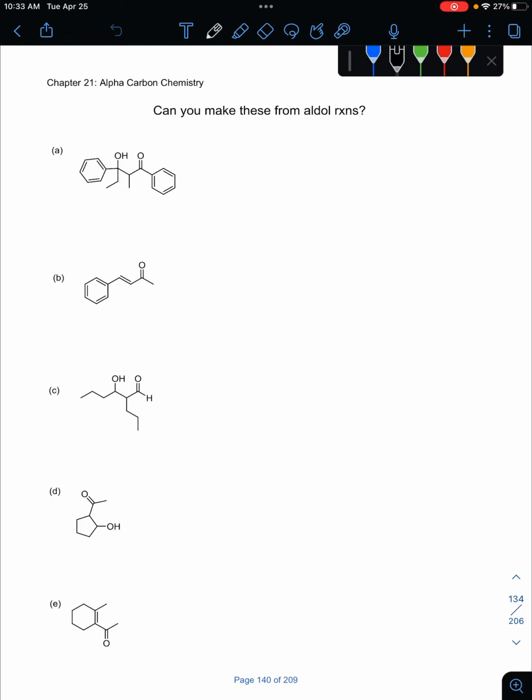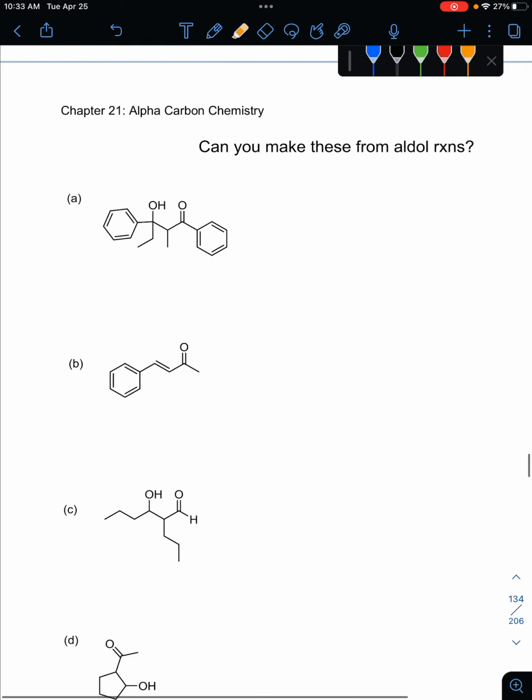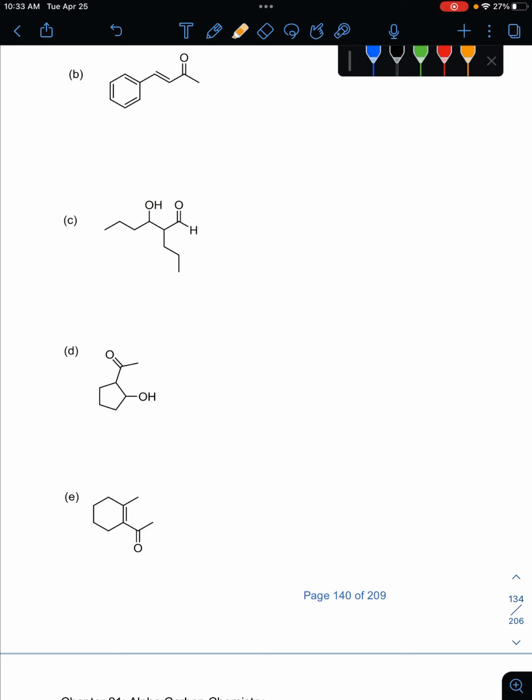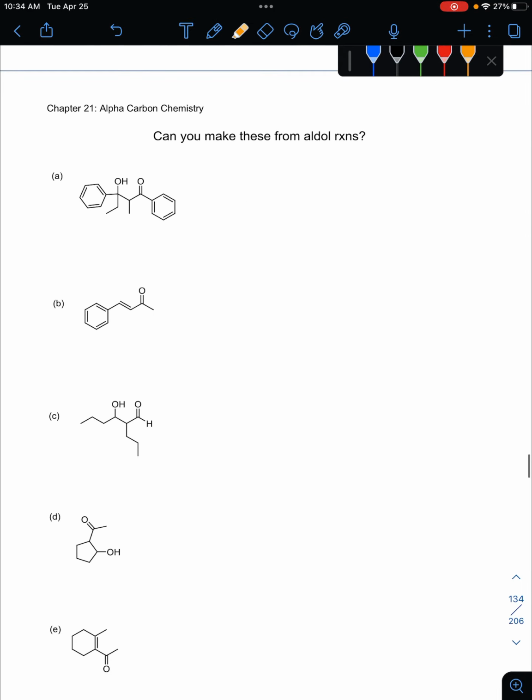One of the ways we know that they're going to be aldol products is they have functionalization at the beta position. Like this is a beta alcohol, beta hydroxy ketone, or this is an alpha beta unsaturated ketone. This would be a beta hydroxy aldehyde. It's beta because this is alpha, that's the beta carbon, right? And so how do we make these?